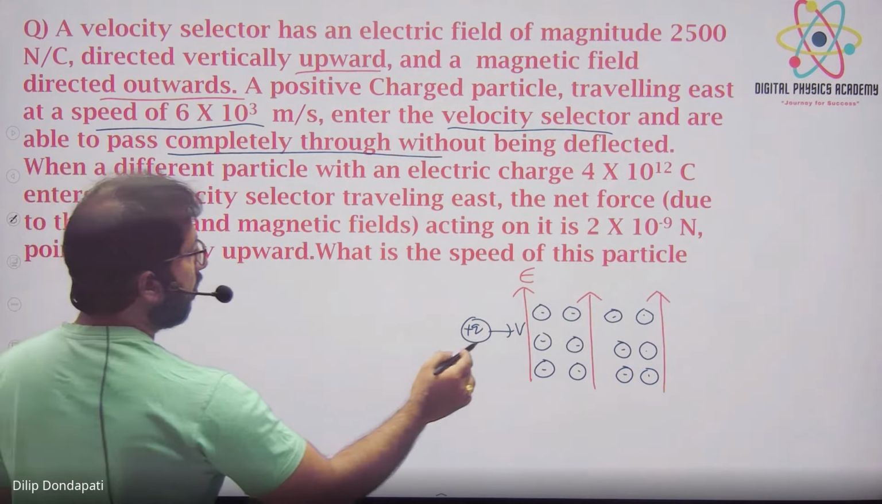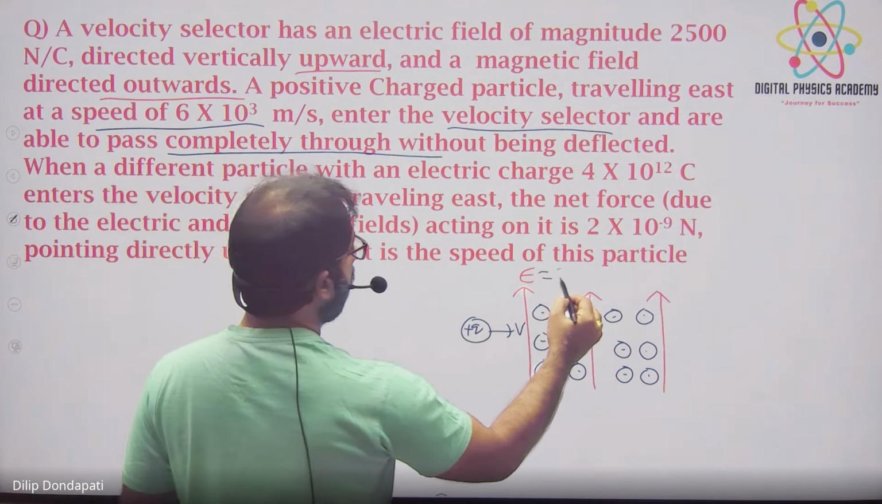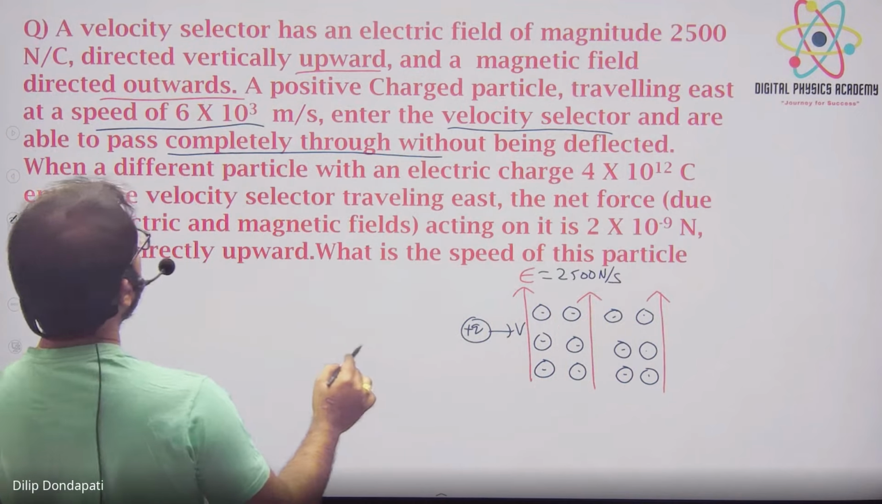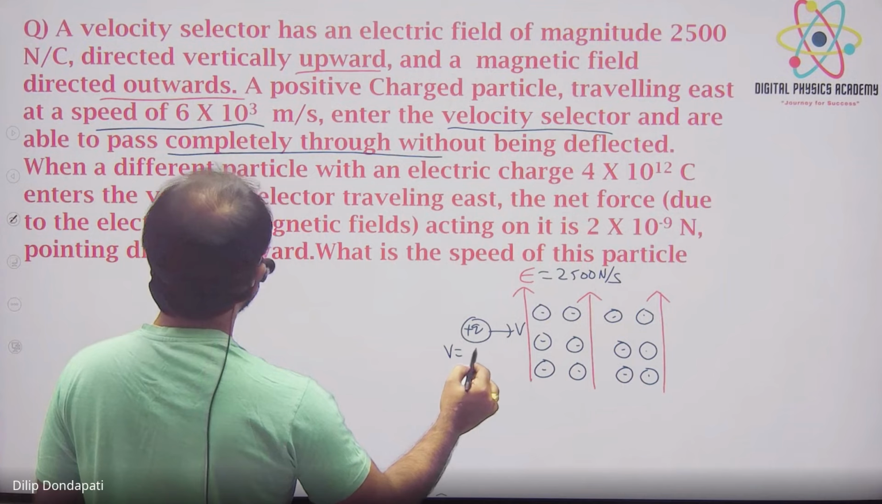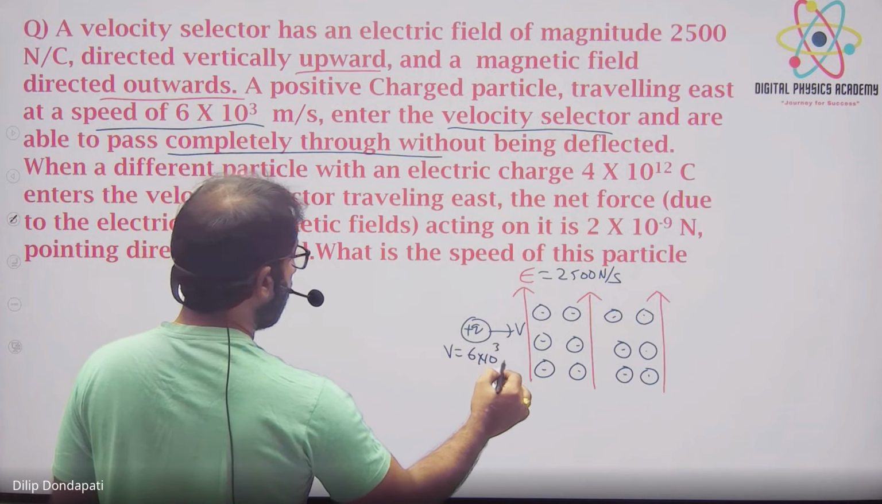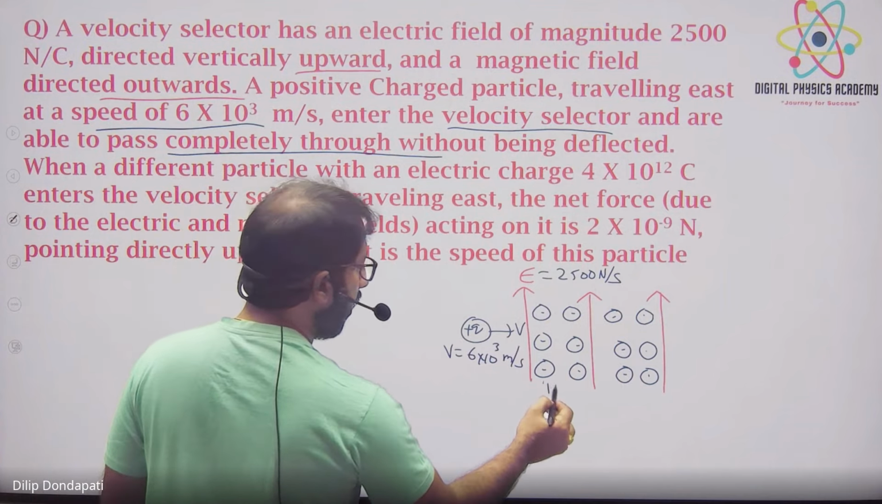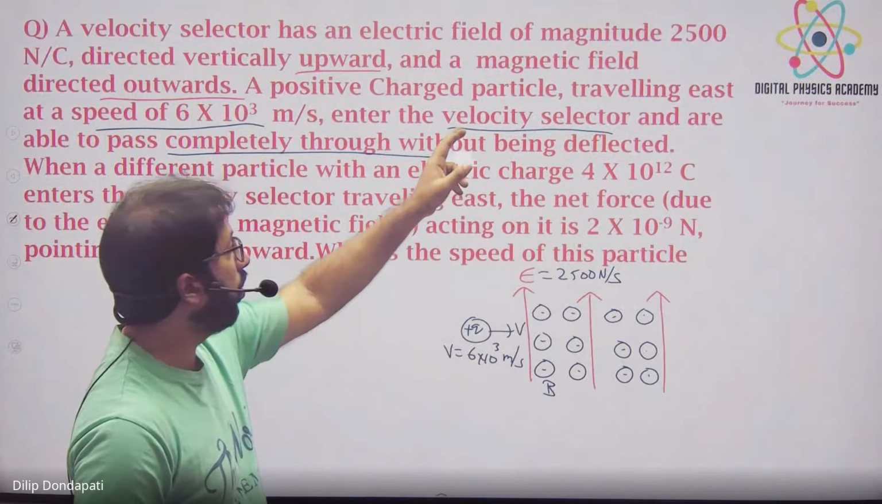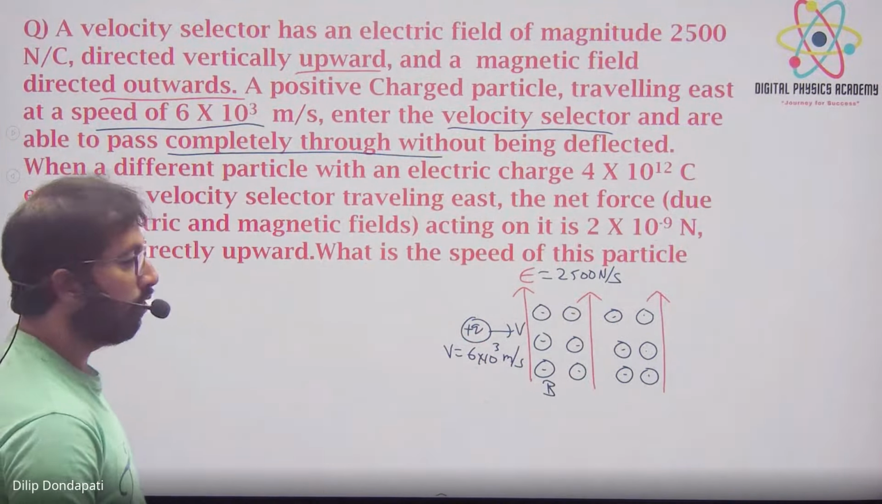So what is given here? Electric field is given, right? 2500 Newton per coulomb. And the velocity of the charge is given as v = 6 × 10^3 meters per second. But the magnetic field is not given, right? Since it is entering the velocity selector, we can find the magnetic field. First find the magnetic field.